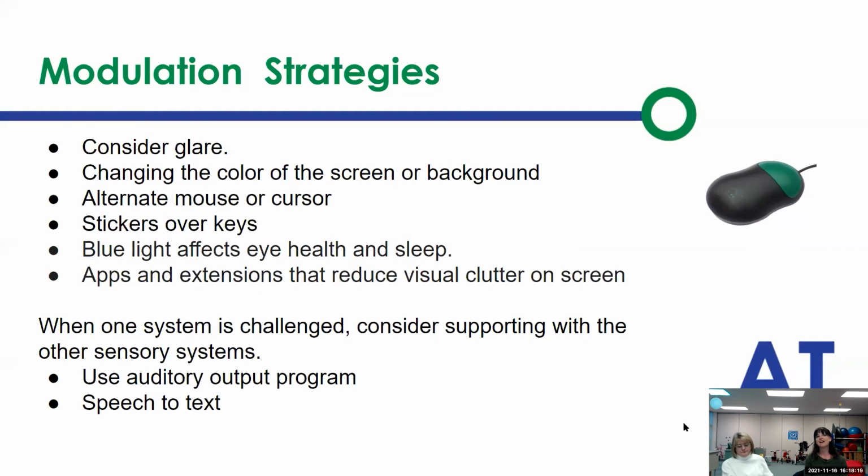The alternate cursor you can find in accessibilities, and you can change the size of the cursor, the color of the cursor. You can highlight around the cursor. You can make things visually easier for the student to find.